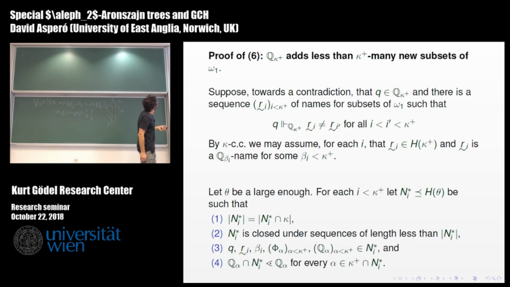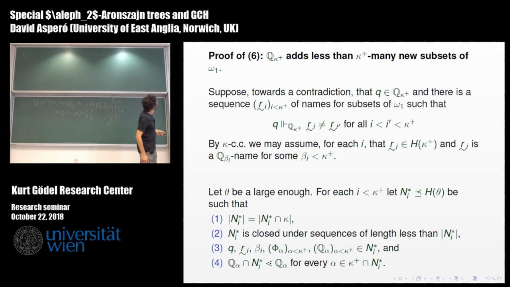All right, so here's the proof of 6. That Q kappa plus adds less than kappa plus many new subsets of omega 1. I mean, this is what Laver and Shelah couldn't get, right? Yeah. They got everything else. Yes. And this is easy for us. Now, of course, the kappa-cc in their case was not that trivial either. No, but in our case it's substantially more complicated. Right. Anyway, but this is the easy part for us.